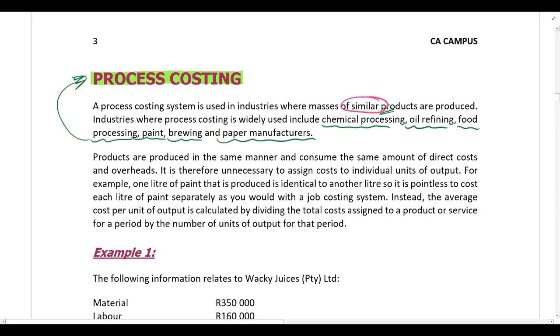With process costing, we are not going to cost each job separately. We're going to work out an average cost per unit. Okay, don't cost each unit separately.